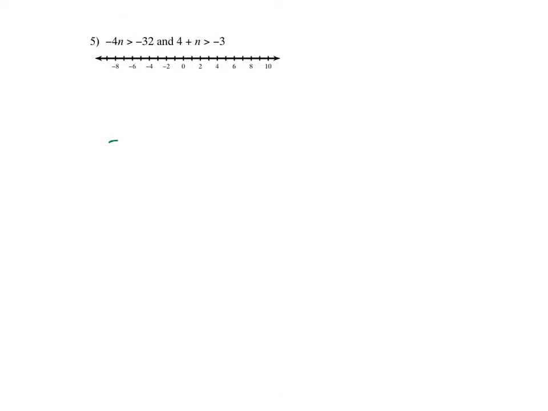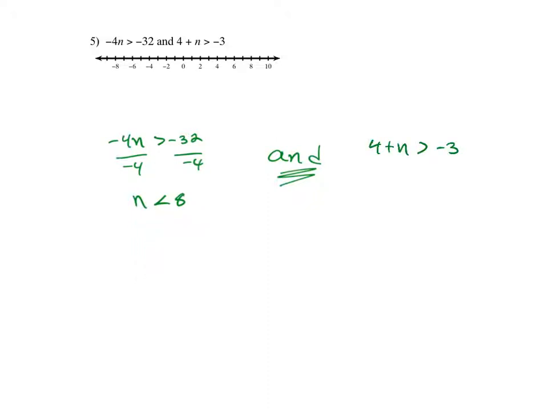So I have -4 and greater than -32. So I'm going to divide by -4. So n is less than 8. And this is very important, that is and. So it means that it has to be less than 8, but it also has to be greater than whatever, -4 -4. So n has to be greater than -7, right?